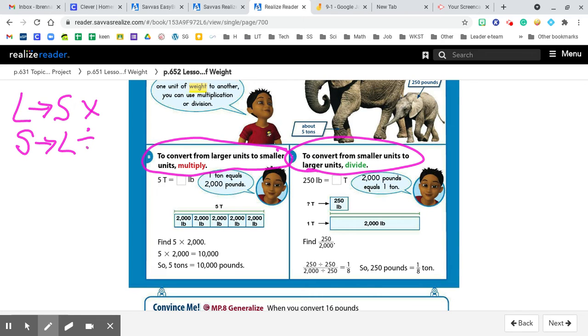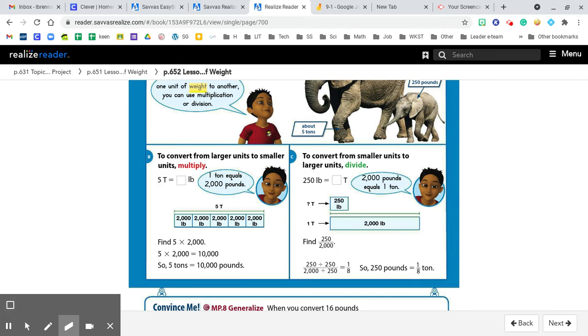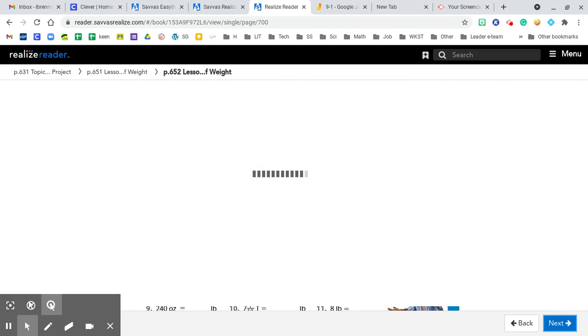So 5 tons equals how many pounds? We're going to multiply 5 times 2,000, and we get 10,000 pounds. To convert from smaller units to larger units, you're going to divide. So for the 250-pound elephant, we want to figure out how many tons that is. It's going to be a fraction. So 250 pounds divided by 2,000 is 1/8. And that's reduced. You can watch the other video for more information.